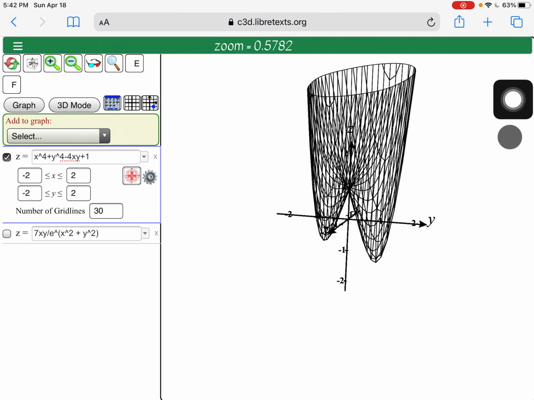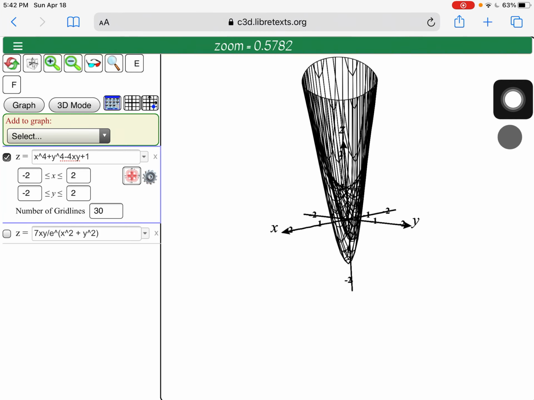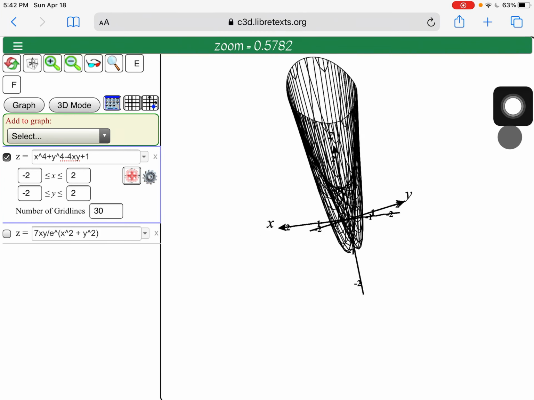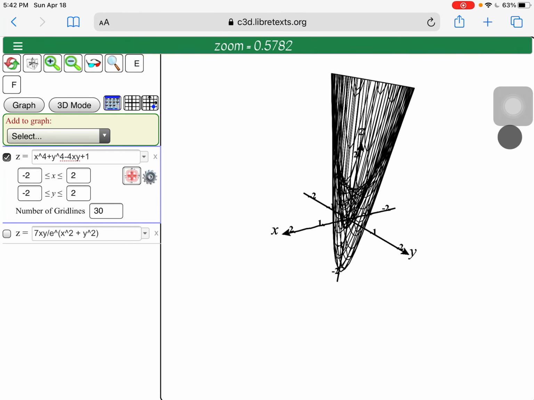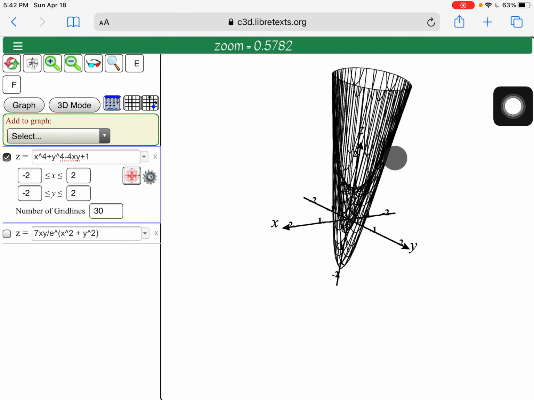So now I'm going to try to look at it from a different point of view. And you see from this point of view, you can see this, oops, where did I go? Sorry. There, that's where I was. From this point of view, you can see the parabola going upward this way. And that's a classic saddle point.